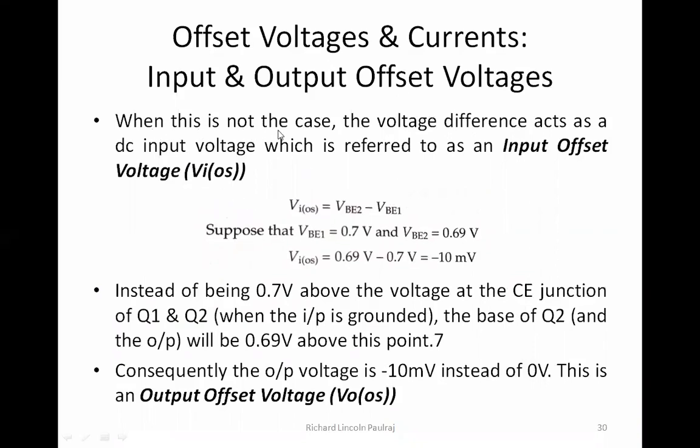When this is not the case, the voltage difference acts as an input voltage, which is referred to as VIOS, the offset voltage at the input side. So input offset voltage. I have taken here an example, and we will look into this and try to understand how this happens. Now concentrate on this section here. VIOS is equal to VB2 minus VB1. Now what is this VBE? Quickly, can you please tell me what is VBE?